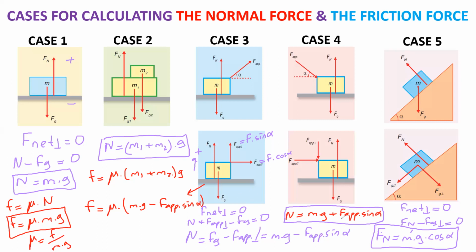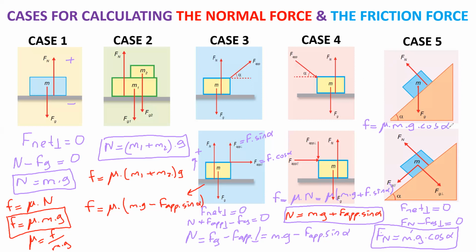And then when you come to this side, friction force is the coefficient number times normal force. So let's write here, my friction force is equal to coefficient number times normal force. So you can write coefficient number times (m times g plus F applied times sine alpha). I hope everything is fine. When you come to case 5, let's write friction force: coefficient number times m times g times cos alpha.